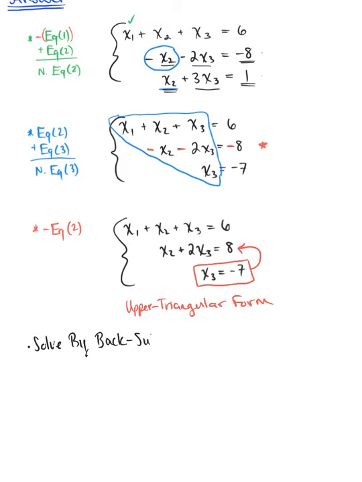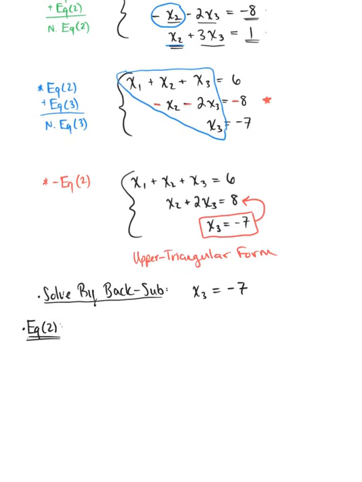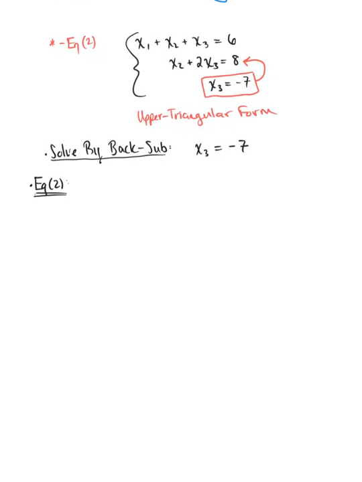And I'll abbreviate back sub. All right, so we are taking x sub 3 is equal to negative 7 and plugging it into equation 2. And let's give ourselves plenty of room here. So here we go. We have x sub 2 plus 2 multiplied by x sub 3, so that's going to be multiplied by negative 7, is equal to 8. So this leaves us with x sub 2 minus 14 is equal to 8. And adding 14 to both sides, we're left with x sub 2 is equal to 22.